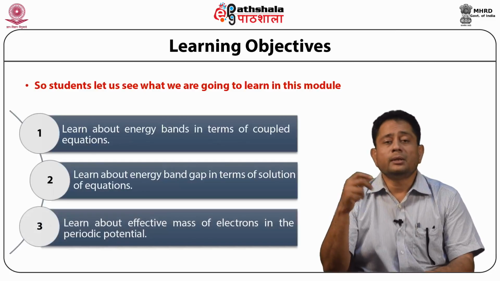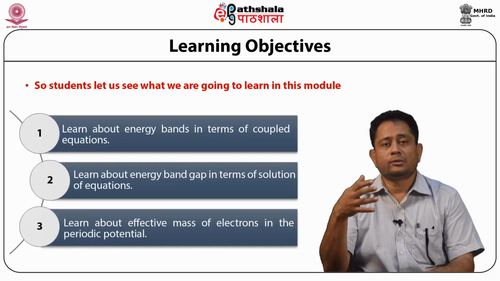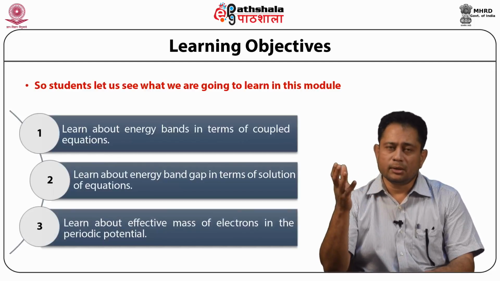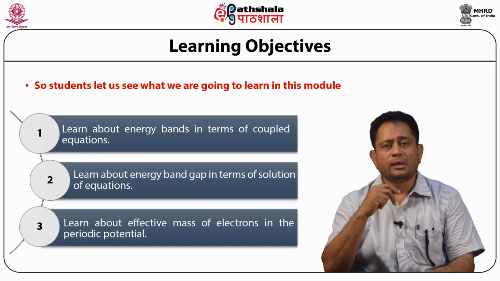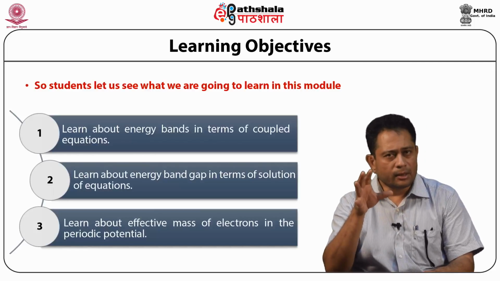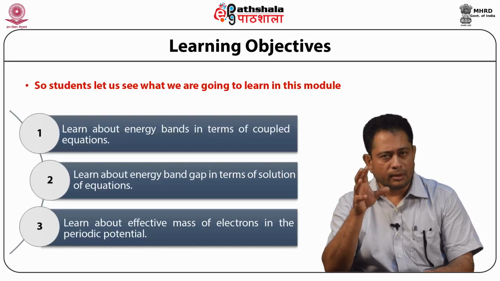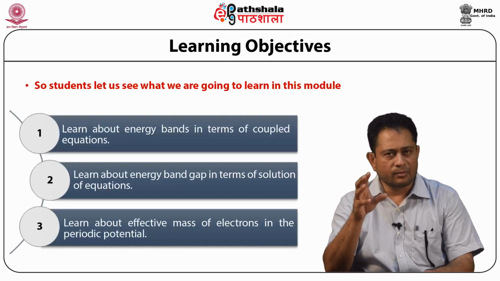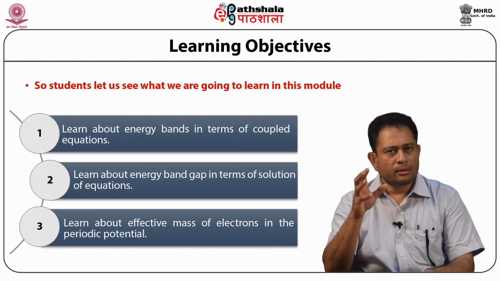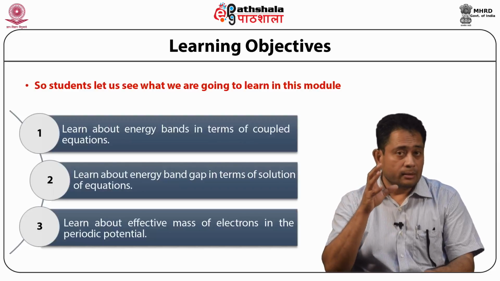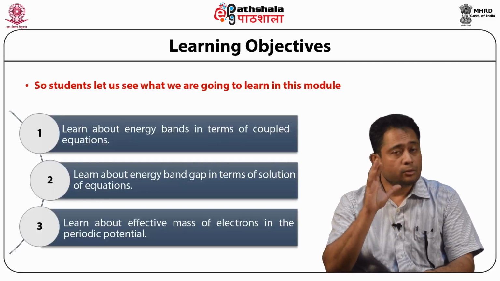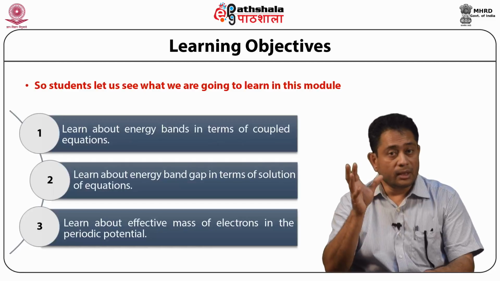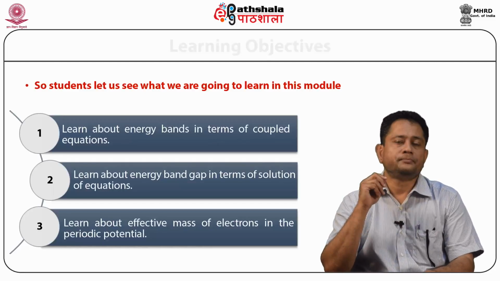Also learn about the effective mass of electrons in these periodic potentials. This effective mass concept I had already introduced earlier, but here we will give a very concrete definition of what exactly the effective mass is, and also we will learn how this effective mass changes sign. So it can be both positive and negative. Remember that the usual mass cannot be negative, but the effective mass can be negative.